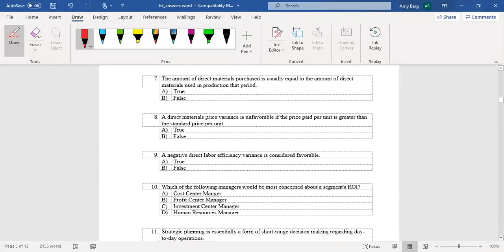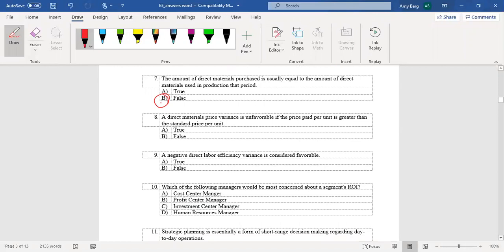Number 7, the amount of direct materials purchased, oh, we just talked about this. The amount of direct materials purchased is usually equal to the amount of direct materials used in production that period. We just talked about how this is generally not going to be true. This is false. What we buy and what we use aren't necessarily going to be the same.